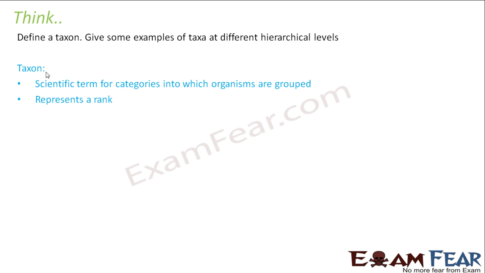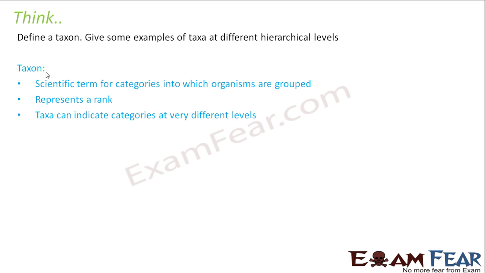So taxon basically represents a rank. So when we talk about a taxonomical hierarchy, each rank or each category is known as a taxon. So give some examples of taxa at different hierarchical levels. Now, taxa can indicate categories at very different levels. As I mentioned this before also, taxa denotes a category.